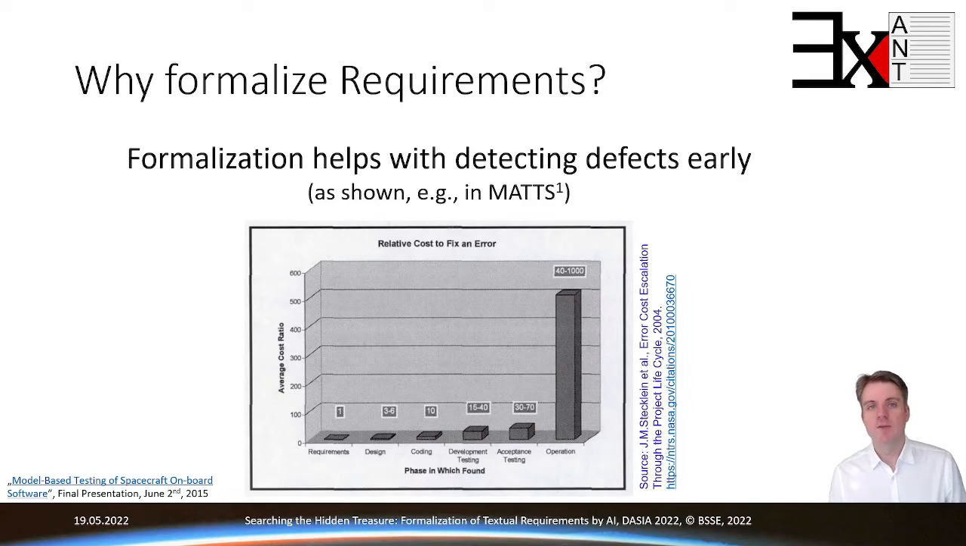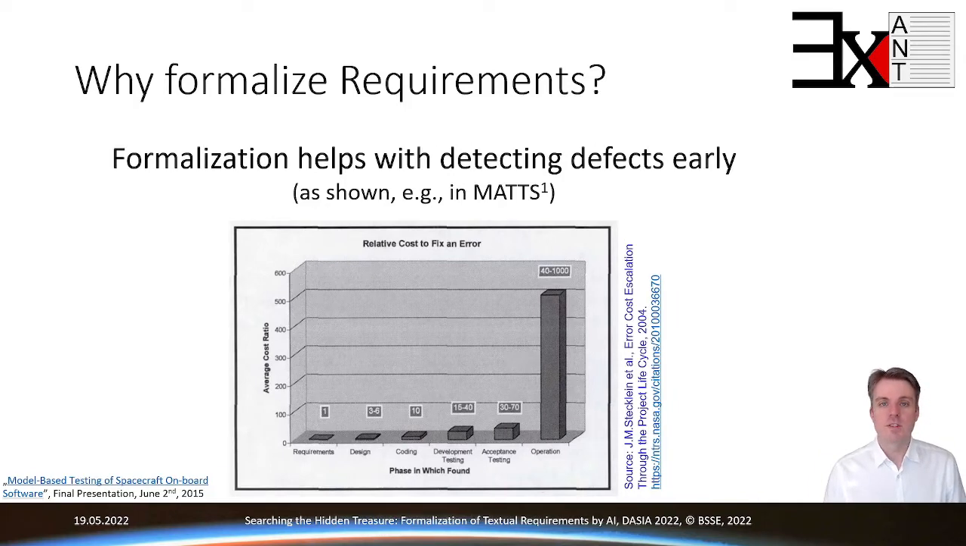Also, it has been found that formalization helps with finding defects in requirements. For example, the MaTHs activity done for ESTEC in 2015 by Airbus and DNV has shown that the process of formalization alone leads to the detection of many defects and ambiguities in the requirements and to fixing them.